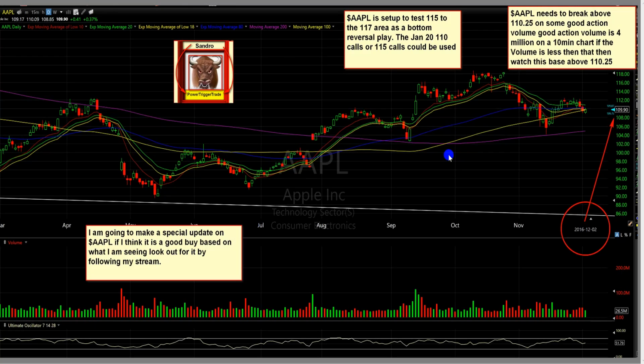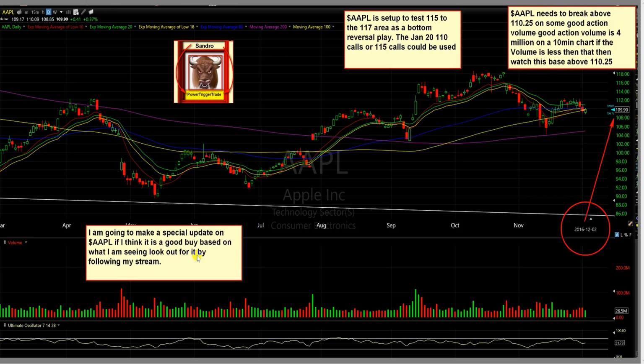Can we make these kind of gains as easily? No, it's very unlikely. I'd have to see more information, but there is something now happening. But we need to look for the confirmation. I'm going to make, like I said, a special update for Apple. So there you have it, people. A great update for Apple on how to trade the options.